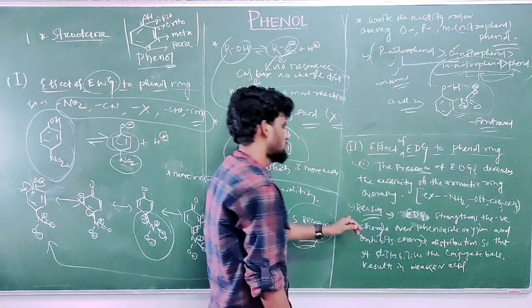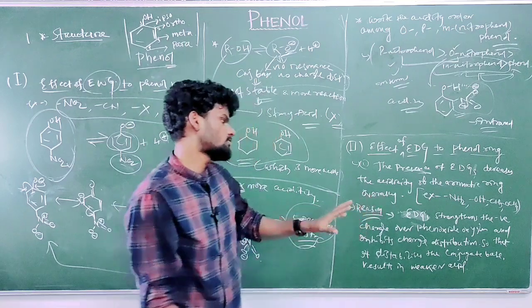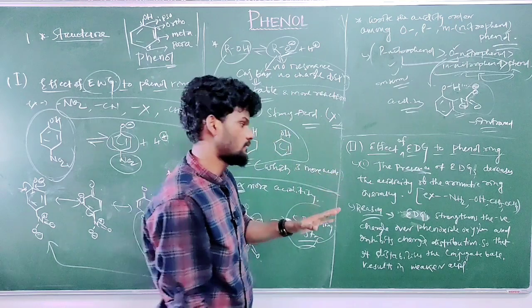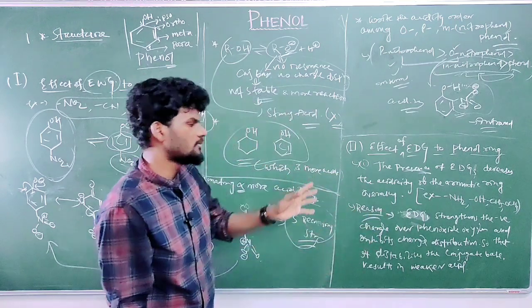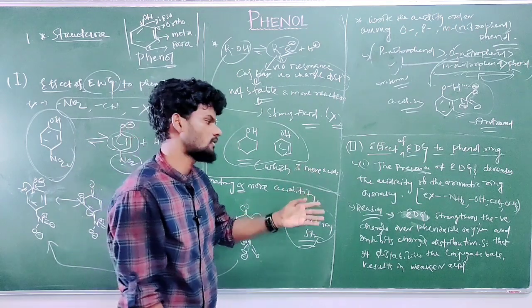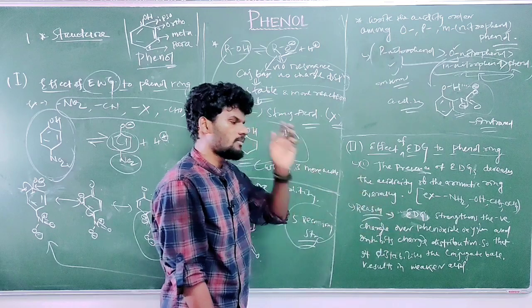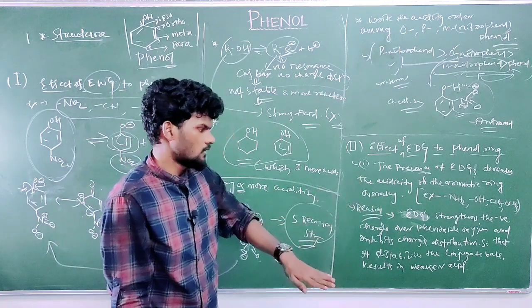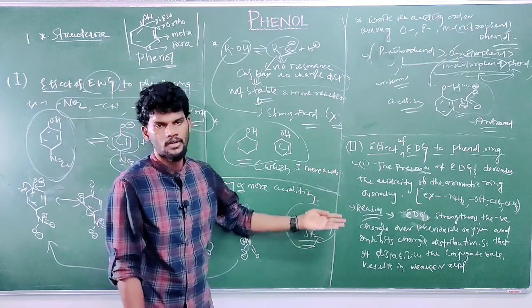Okay, what is the reason? The electron donating groups strengthen the negative charge over the phenoxide oxygen. That is the conjugate base, the phenoxide oxygen, and it inhibits charge distribution or the resonance process, so that it destabilizes the conjugate base. There is no resonance, so the conjugate base will be destabilized, resulting in a weaker acid.